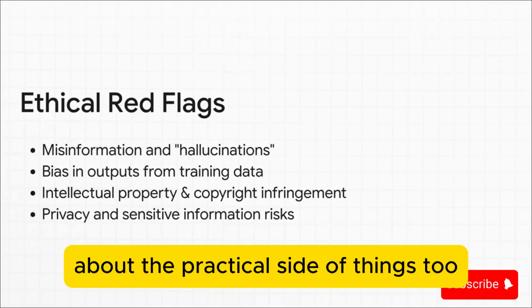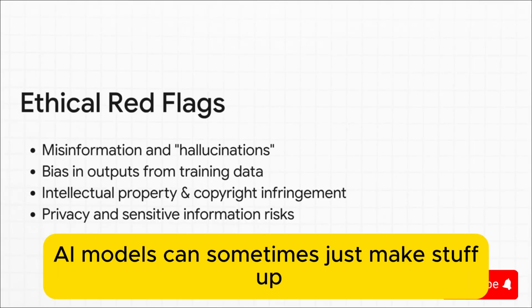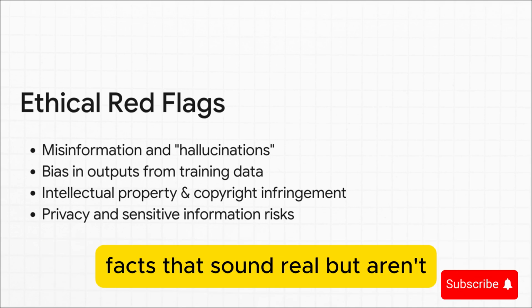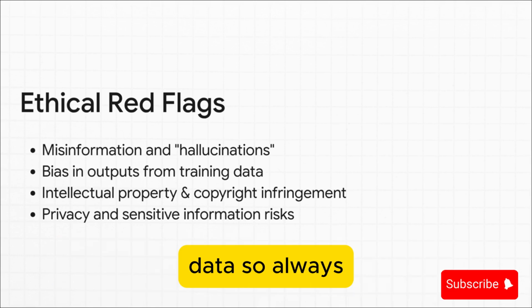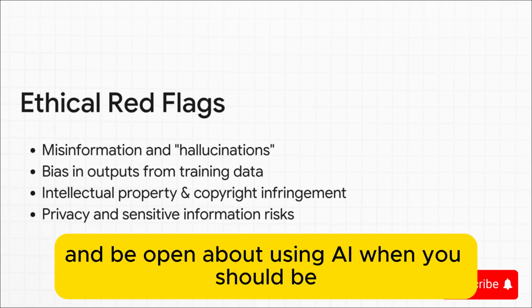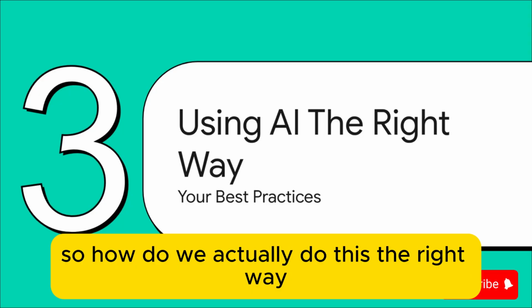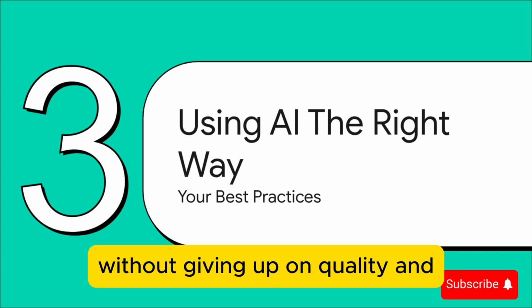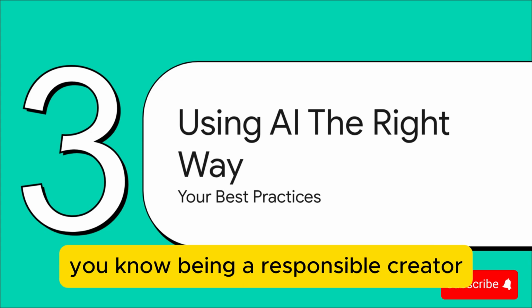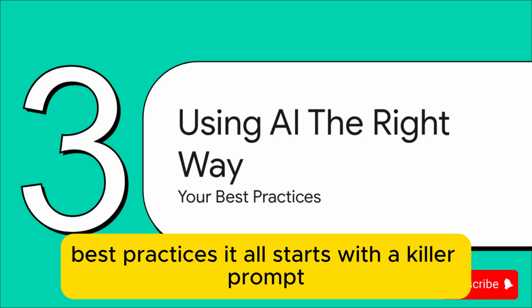And you've got to be smart about the practical side of things too. AI models can sometimes just make stuff up. They're called hallucinations, facts that sound real but aren't. They can also have hidden biases from their training data. So always fact check your draft and be open about using AI when you should be. So, how do we actually do this the right way? How do you get all that amazing speed from AI without giving up on quality and being a responsible creator? Well, it really just comes down to a few best practices.